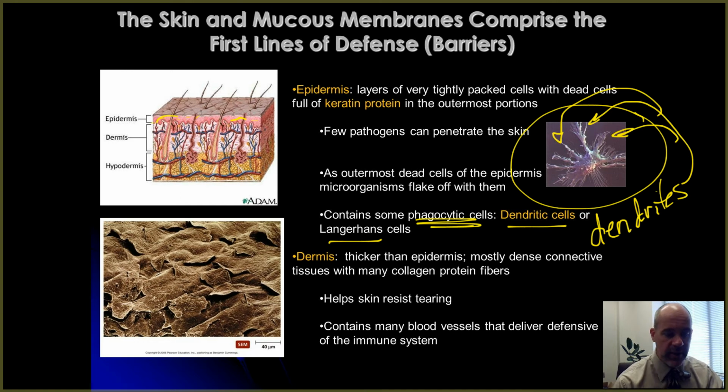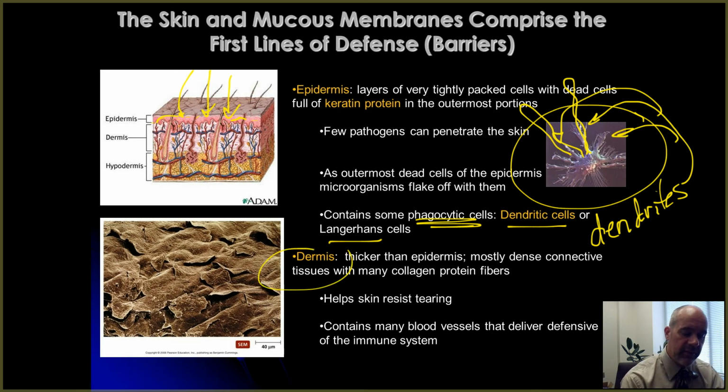What they're there for is to capture microbes. They have all these long appendages sticking out, and so if microbes are trying to invade through the epidermis, it's very likely that they're going to get captured by these dendritic cells. So these dendritic cells do phagocytosis, and we're going to talk more about them later, when we get to the second half of the immune system, the third line, because they play an important role in activating the third line of your immune system defenses.